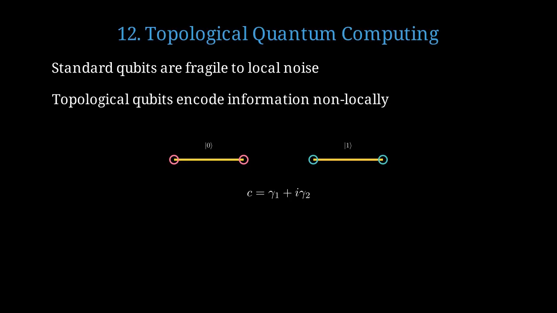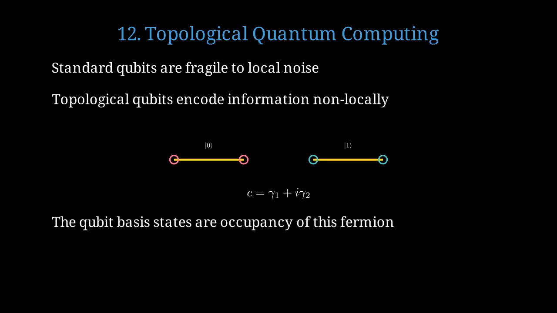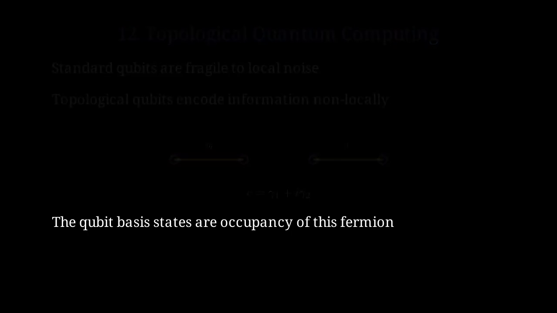Two Majoranas from different wires combine to form a complex fermion operator c equals gamma 1 plus i gamma 2. The qubit computational basis corresponds to the occupancy of this non-local fermion, empty for 0, occupied for 1. Quantum gates are implemented by physically moving Majoranas around each other, braiding their world lines in spacetime.